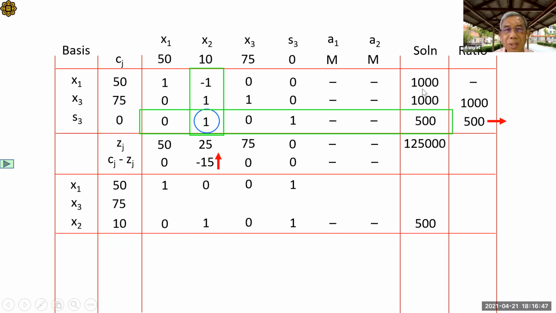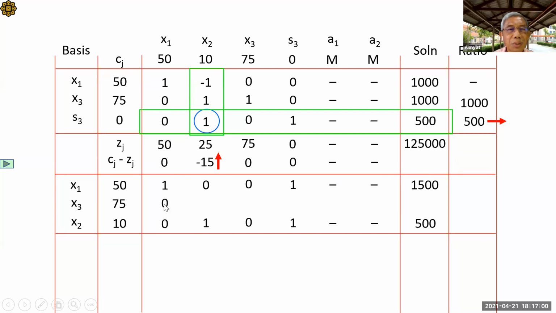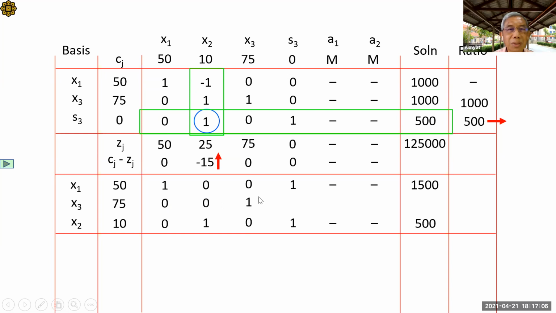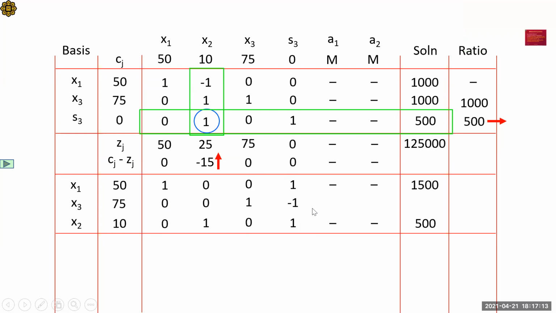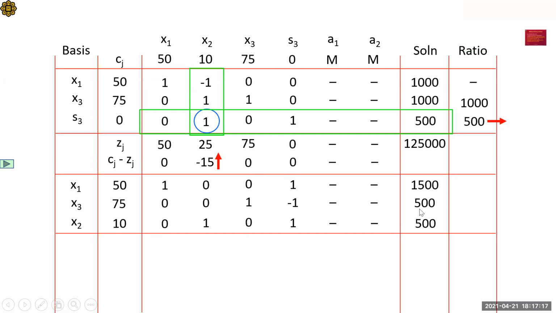I think after I calculate 1500, you can calculate yourself if you like to. Here 0, 0, 0, 0, 0. 1, 1 minus 0 is 1. Here 0 minus 1, negative 1, negative 1. And the last one 500.